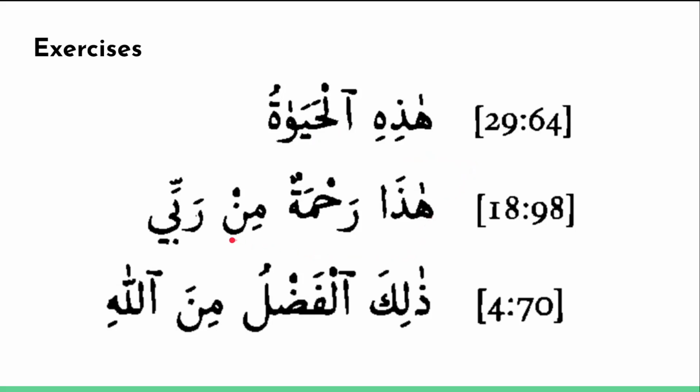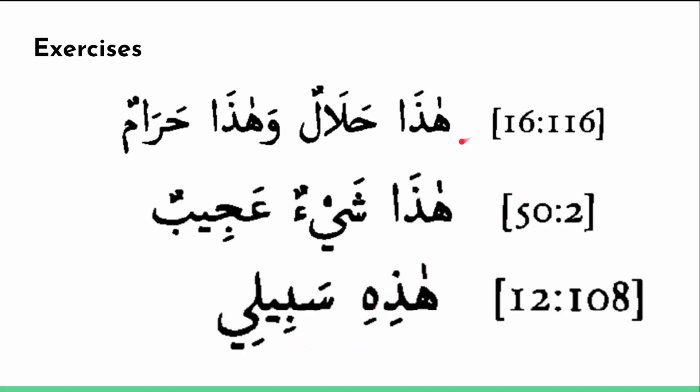هذا رحمة من ربي. Okay, so this combines a few of the different grammatical rules we've covered in the last few lessons. So this is a good example. هذا رحمة من ربي. This is a mercy from my Lord. ذلك الفضل من الله. Al-Fadl is the bounty. So this whole translation is that bounty is from God.